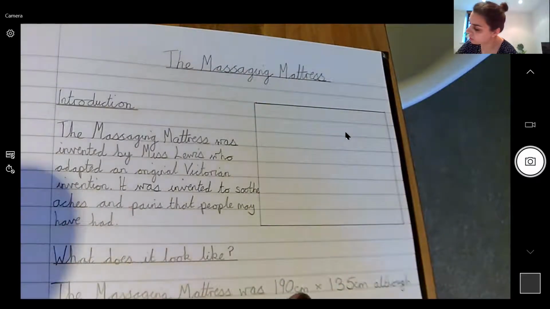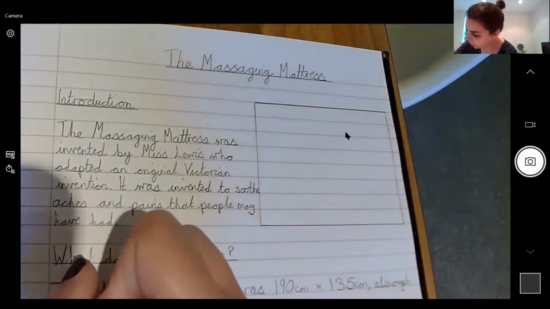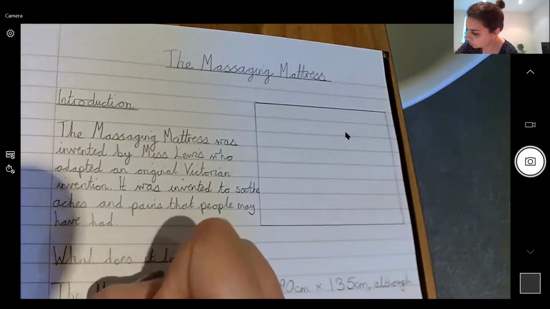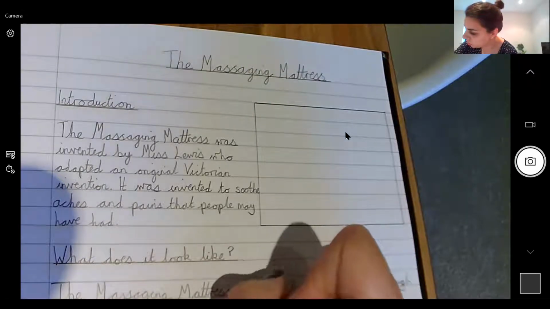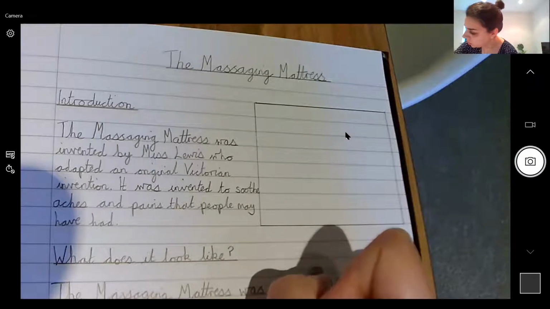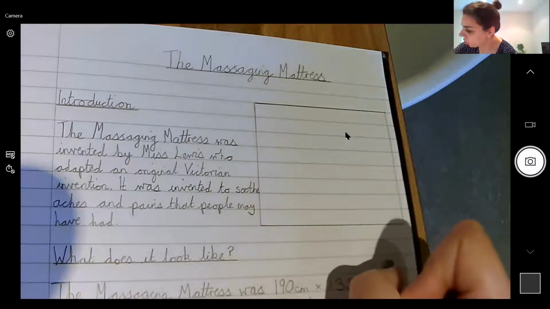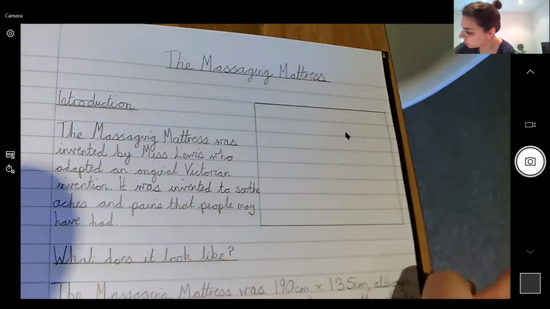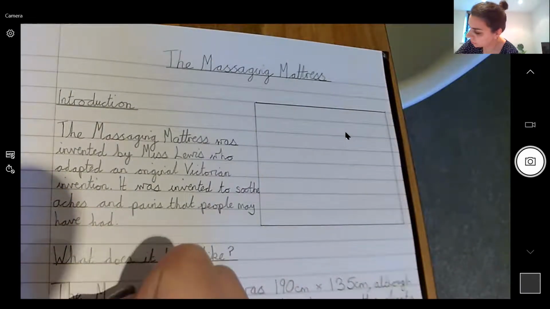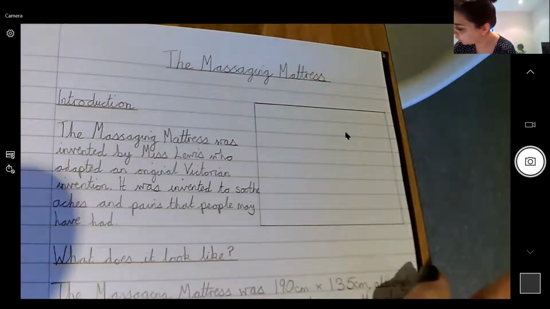The massaging mattress was 190 centimeters by 135 centimeters, comma, although it could be larger or smaller depending on the client's, that's the person who's bought it, needs. I think it would look better if I wrote needs of the client. So I'm going to put a line through it. So that's fine for you to do as well.